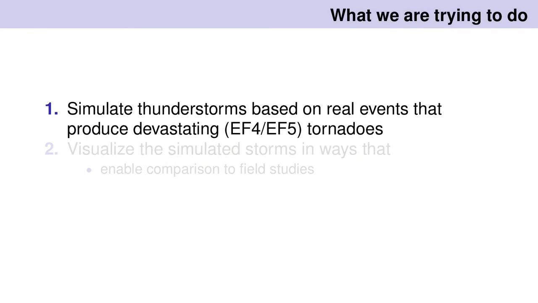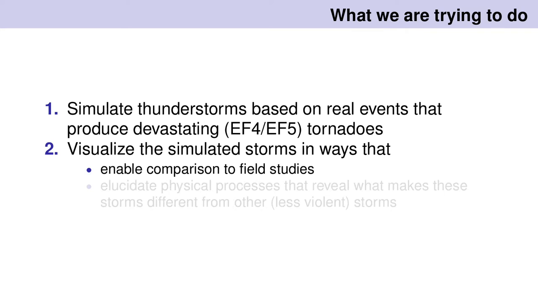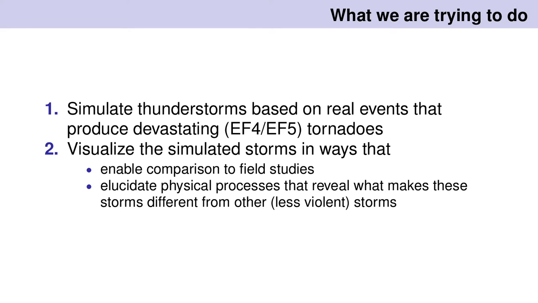We're trying to simulate thunderstorms that produce the most devastating tornadoes, in terms of wind speed and, say, areal coverage. So EF4, EF5, this is the top of the Enhanced Fujita scale. We want to visualize these storms in ways that we can compare to field studies. This is very important to us. We want to be able to talk to observational meteorologists and compare our data to theirs. But we also want to do things that only models can do, where you can peer into the storm and see what's going on at very, very high resolution, both temporally and spatially.